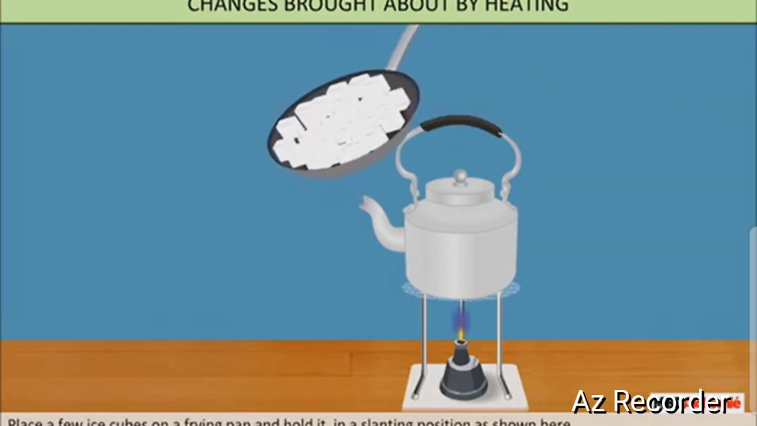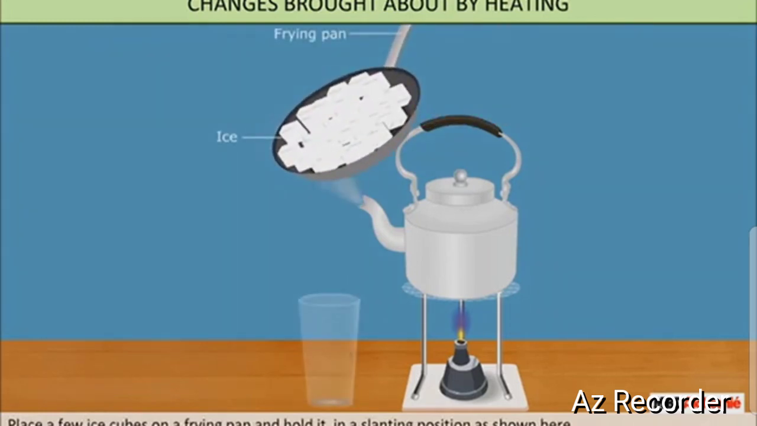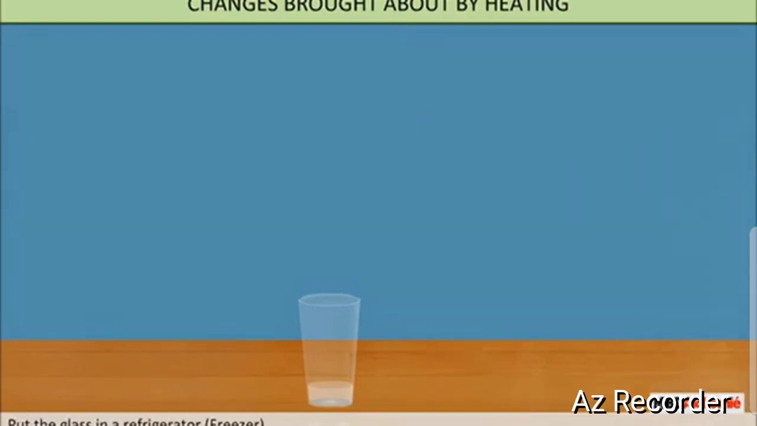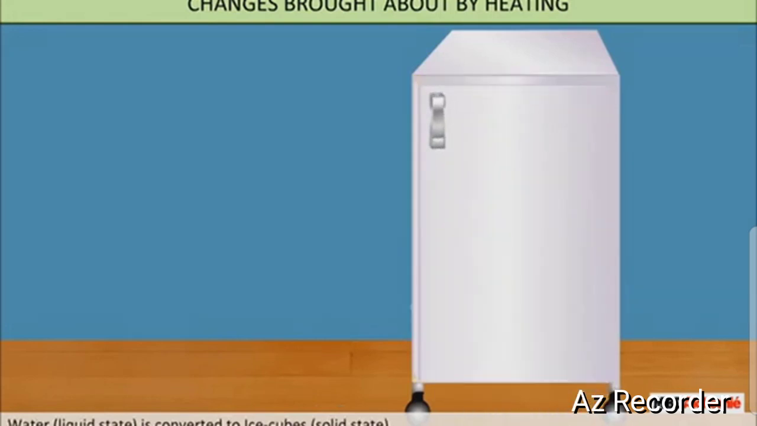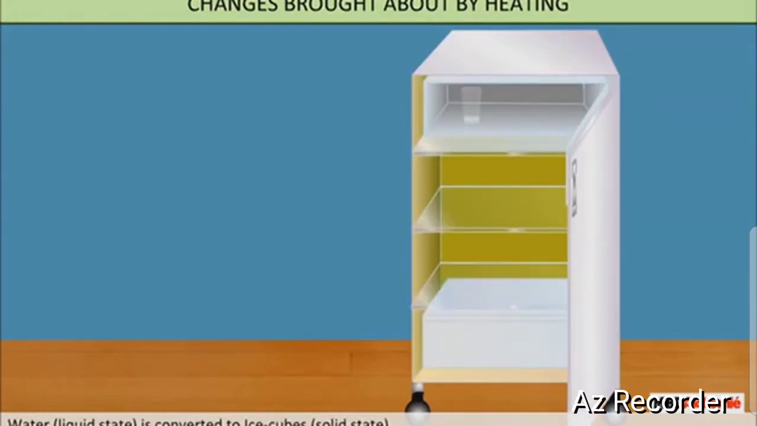Place a few ice cubes in a frying pan and hold it in a slanting position as shown here. You will notice that steam condenses to form droplets of water on the underside of the frying pan. These droplets of water trickle down the side of the frying pan and then start falling down. Collect these droplets in a glass. Put the glass into a refrigerator freezer. Water in liquid state changes into ice cube, the solid state, and vice versa.